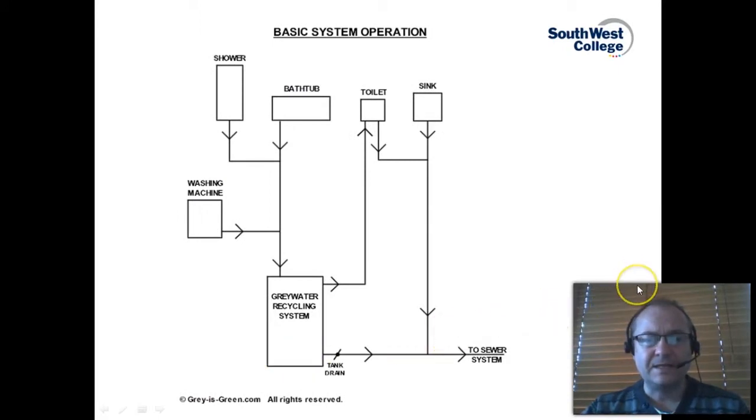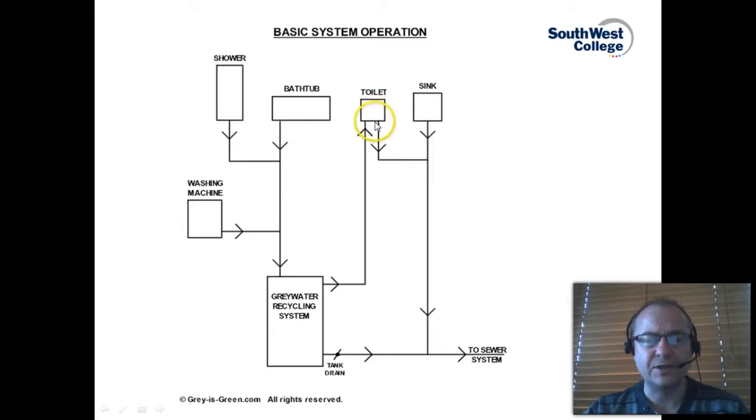So if we look at the basic system operation of a greywater recycling system, say you can take the wastewater from your washing machine, you can take it from your shower, you can take it from your bathtub. And basically these all feed into your greywater recycling system. And then what the greywater recycling system does is it prepares the water so that you can reuse it in the house.